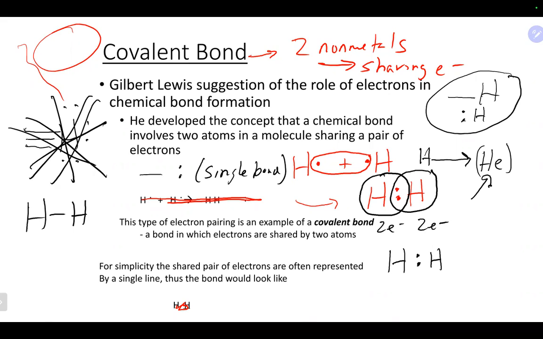There's single bonds, double bonds, and triple bonds. So every time you put a line down, it again represents basically two dots that are there. Any questions on that there?